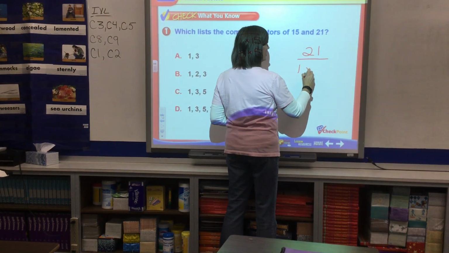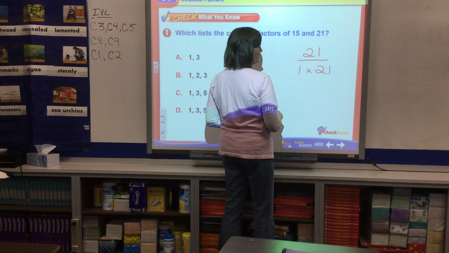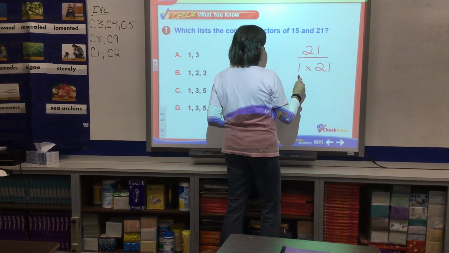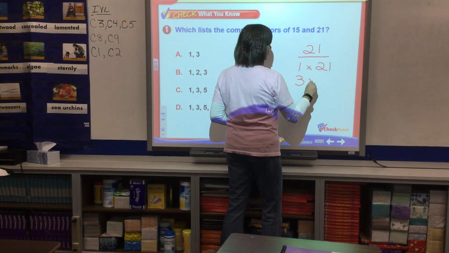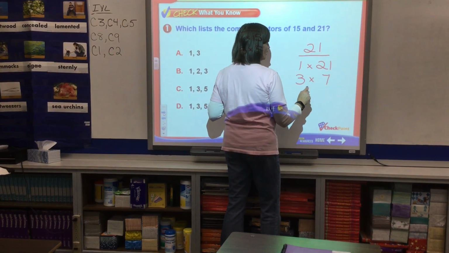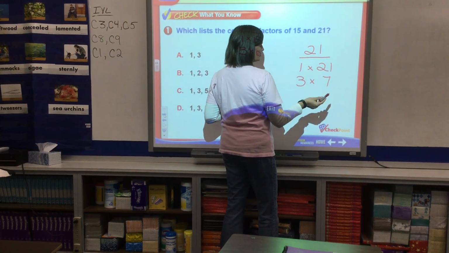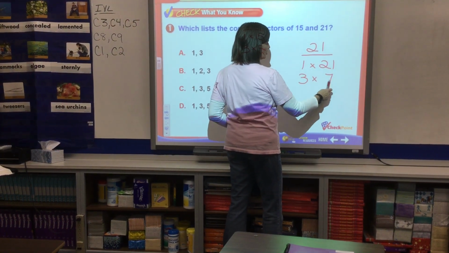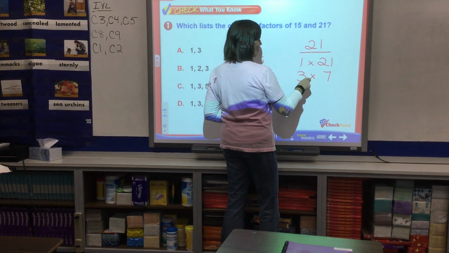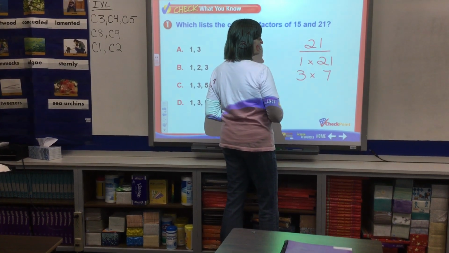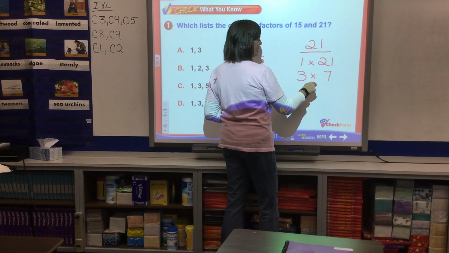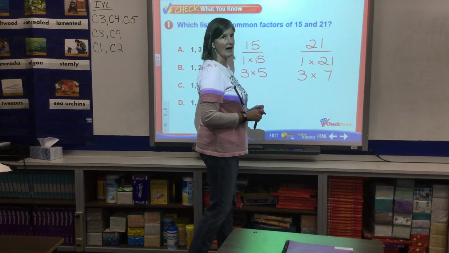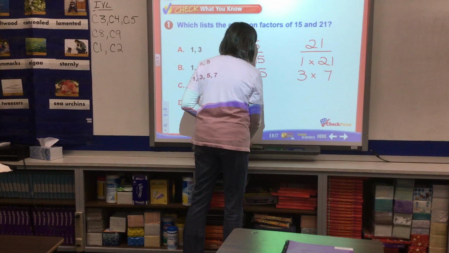I'm going to start with 1. I'm going to multiply it by 21. Again, 2 does not go into 21 because it's an odd number. Then I'm going to go to 3, and I know 3 times 7 equals 21. All right, now there's only 4, 5, and 6, the numbers that come between these two that we can try. Well, 4, there's nothing I can multiply 4 by to get 21. 5 does not go into 21, and the number 6 does not. All right, there's nothing I can multiply that by.